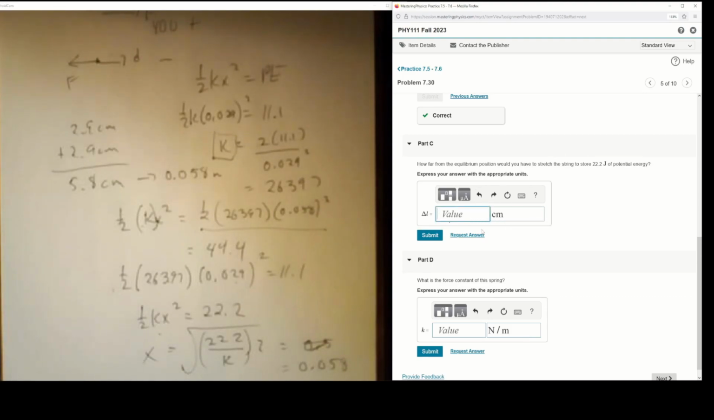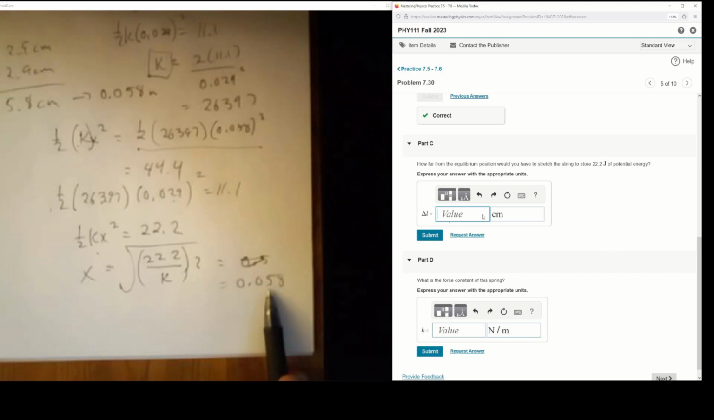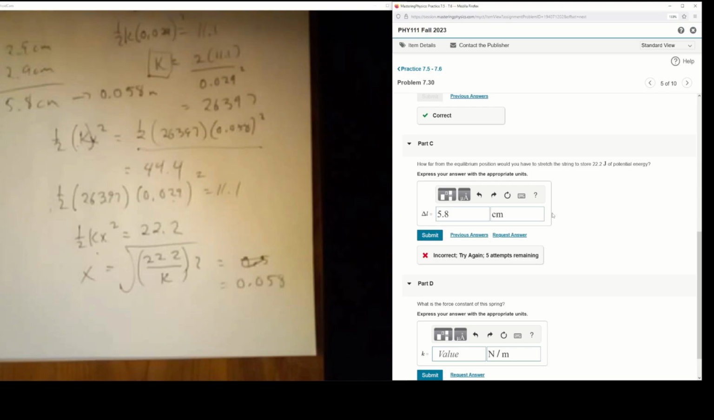5.8. Ooh, we got to be a little careful here. Part C. Notice the unit here says centimeters. Little unfortunate because that might catch you. So my answer here is in meters. So 0.058 meters is 5.8 centimeters. So be a little careful if they're going to change the units on you because that's some way to get a little tricky.